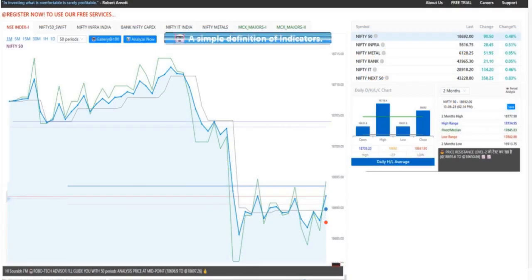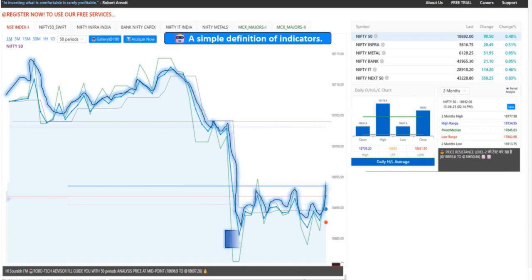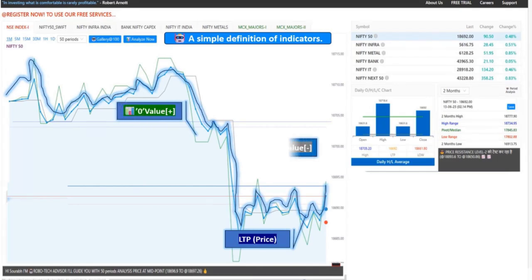A simple definition of indicators. On this chart, the light blue area represents the price, while zero-value indicators help in understanding nearby support and resistance levels in real-time market conditions. The zero-value plus indicator displays positive price trends, while zero-value minus indicates negative price trends, assisting in understanding major support and resistance levels in this system. The trend indicator defines the current market trend and turns blue when positive, red when negative and green when neutral.